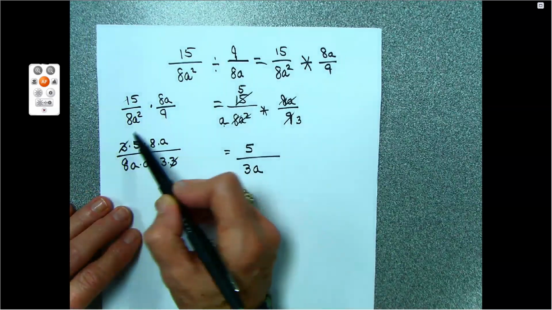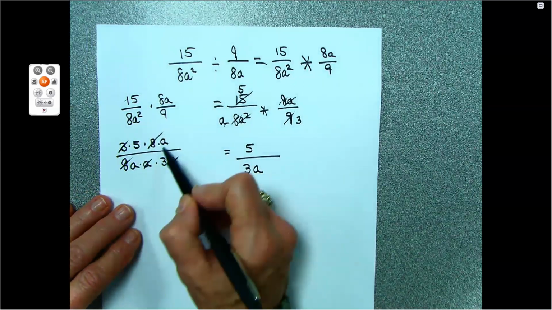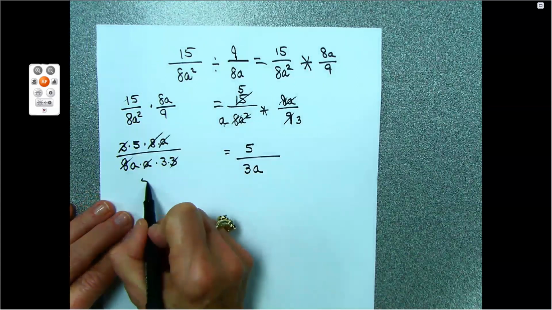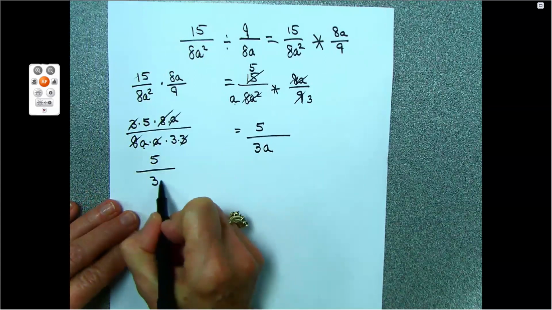3 goes into 3 once. 8 goes into 8 once. A goes into a once. In the numerator, we have 5. In the denominator, I have a times 3, which is 3a.